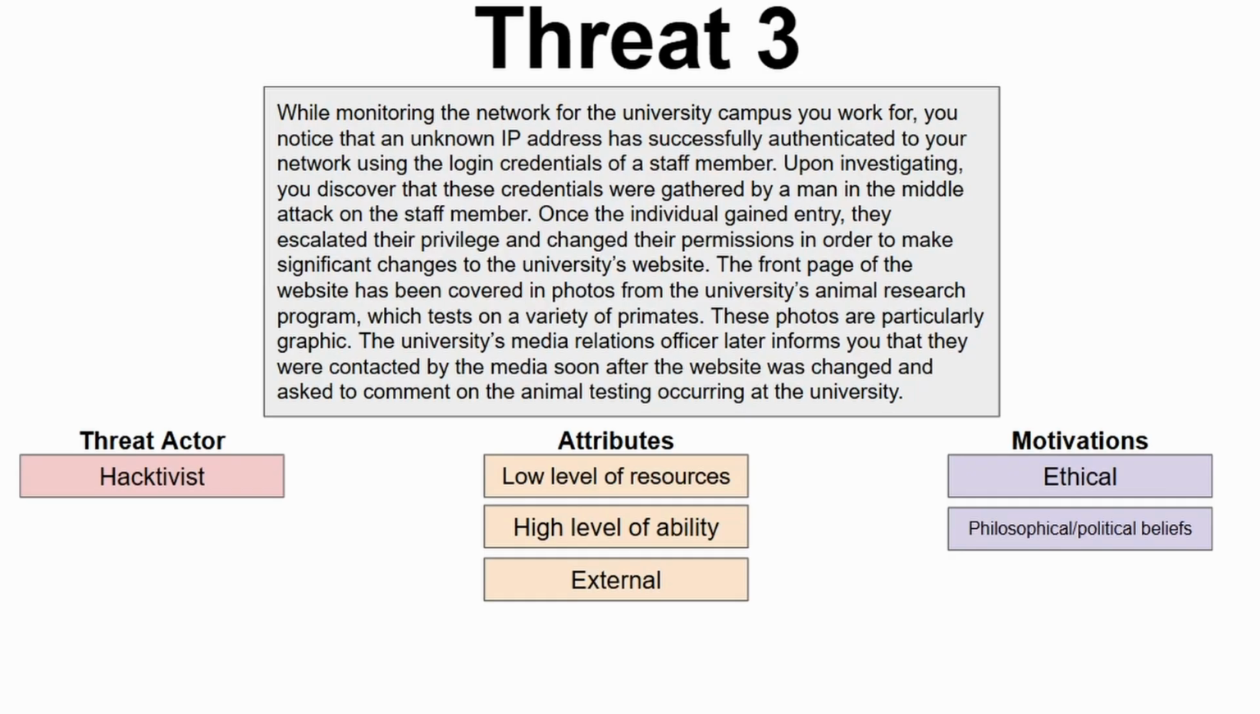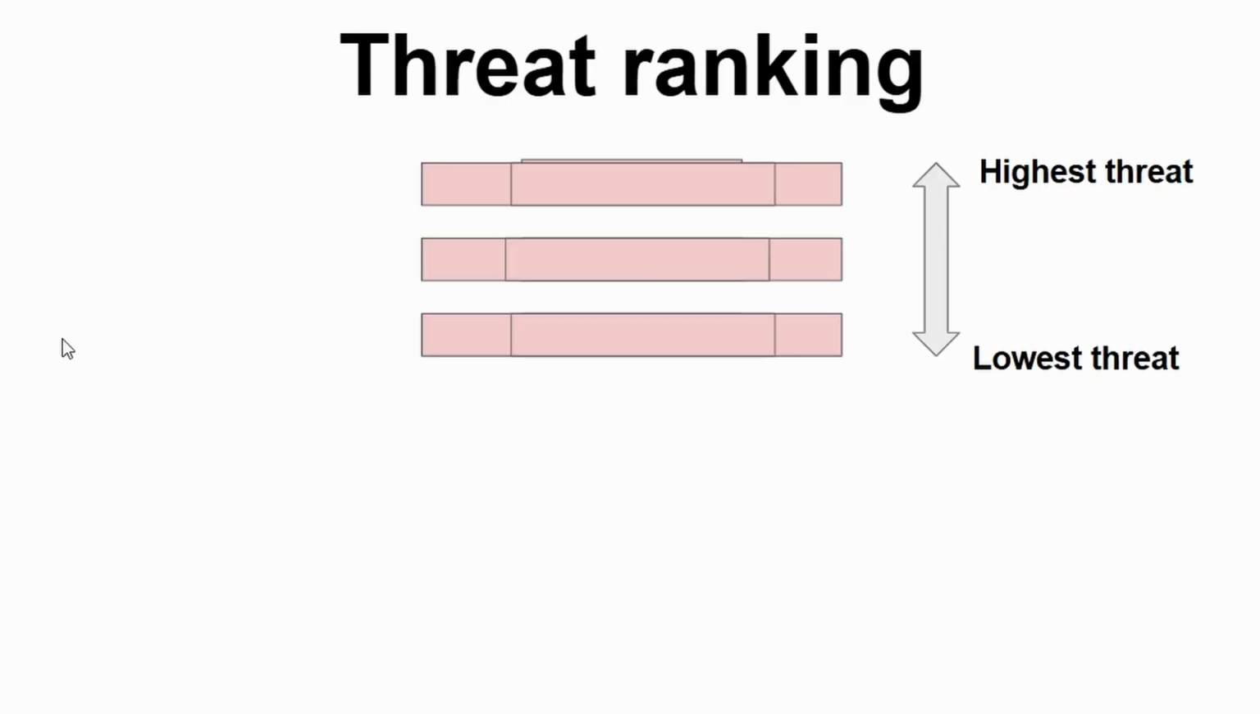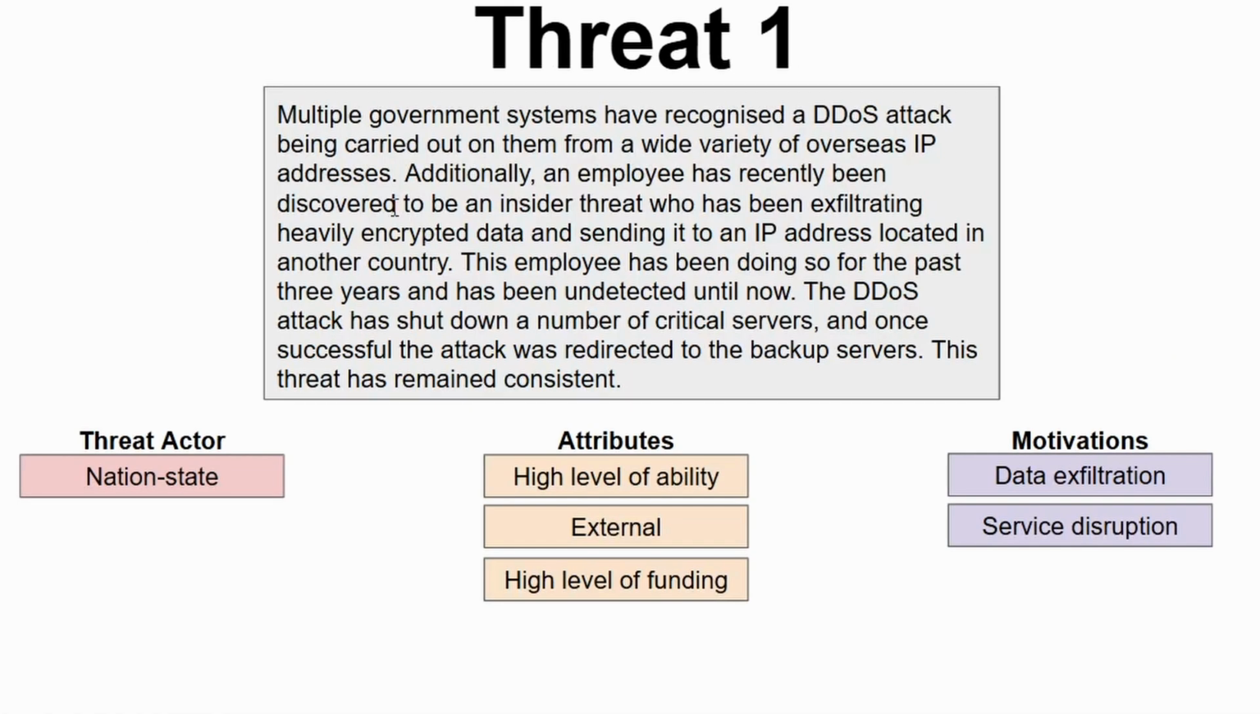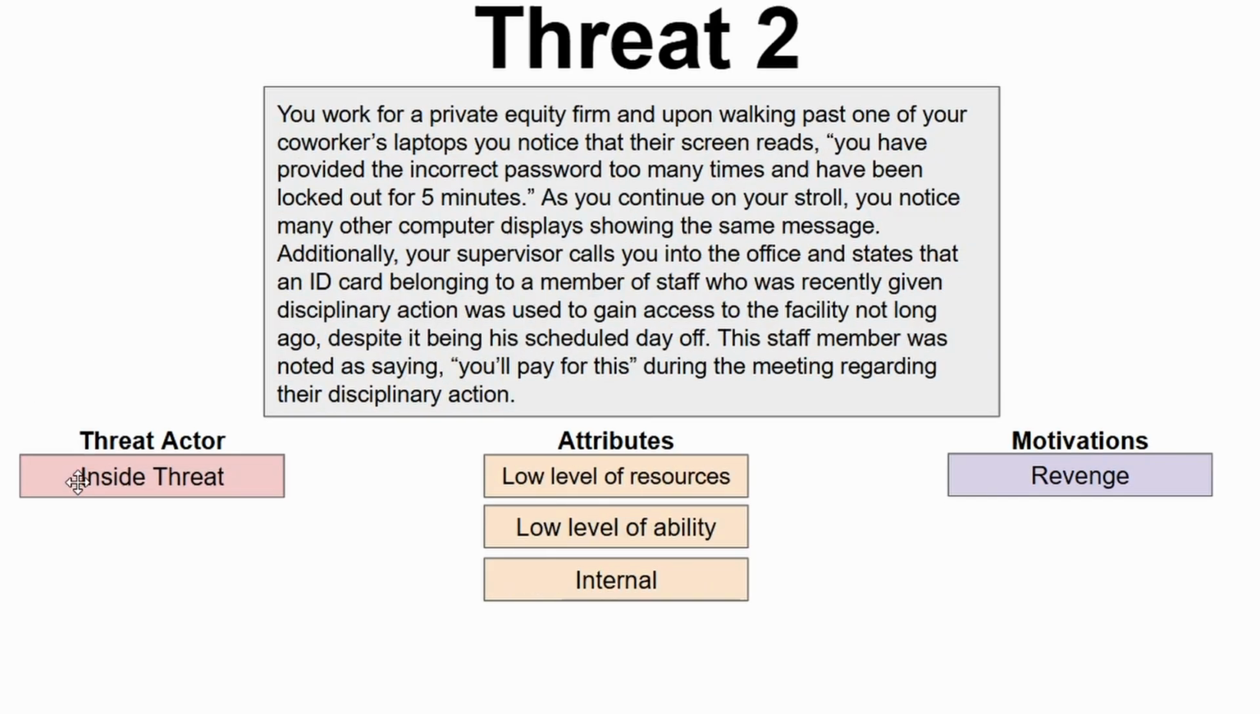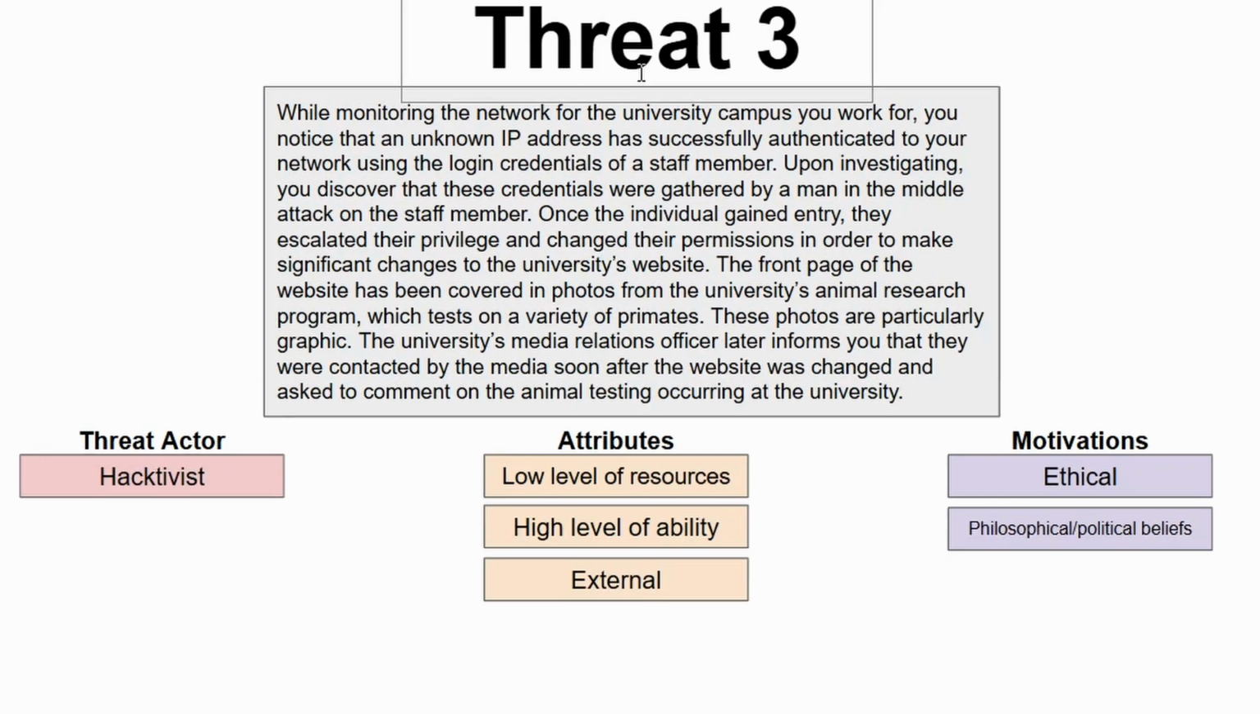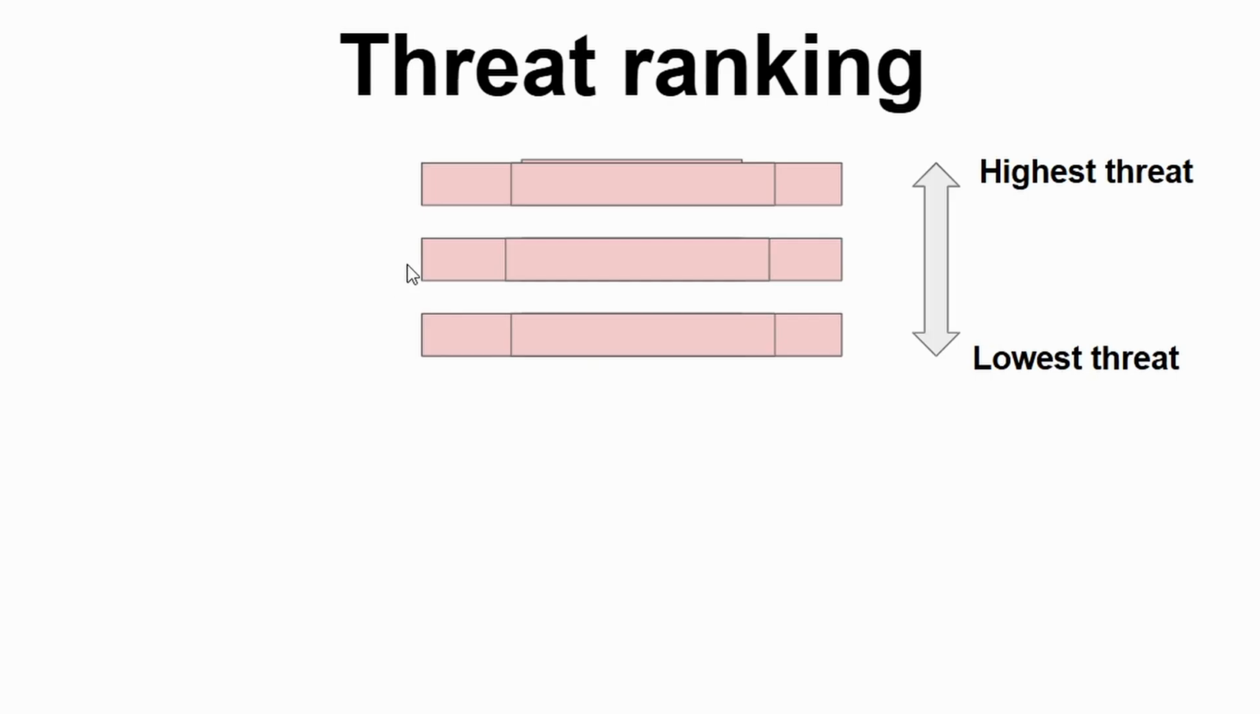All right, finally, guys, we're going to have to rank these threats. So take your threat 1, threat 2, and threat 3 and put them in the correct order here. Do you think threat 1, the nation state, is it number 1, 2, or 3? Do you think the insider threat from threat 2 is a bigger threat? Or do you think threat 3, the hacktivist, is a bigger threat? So threat 1, threat 2, and threat 3, put them where you think they belong.